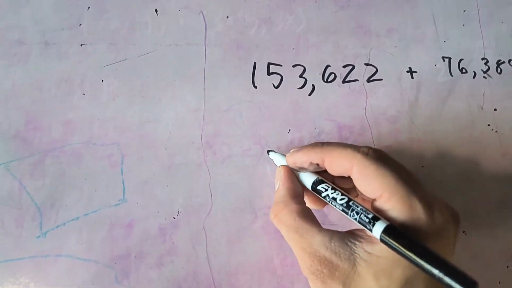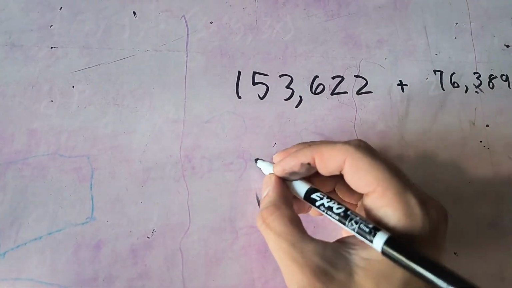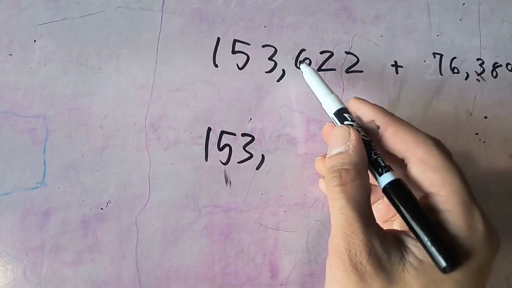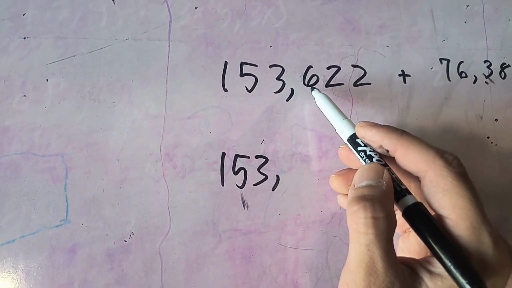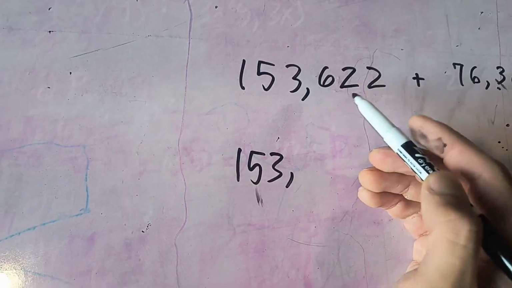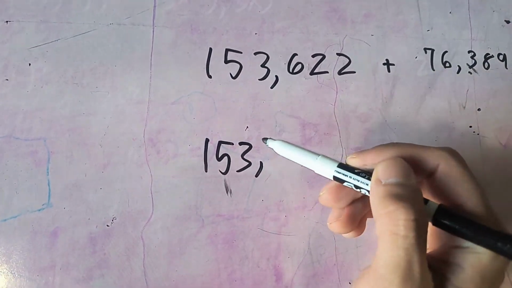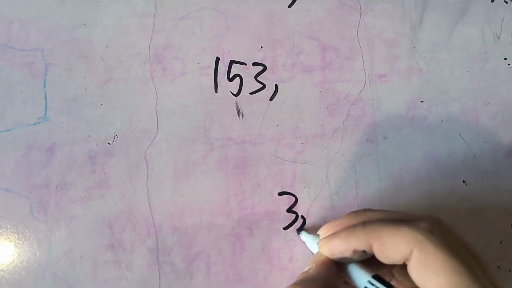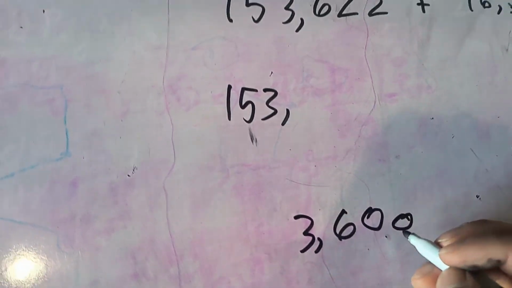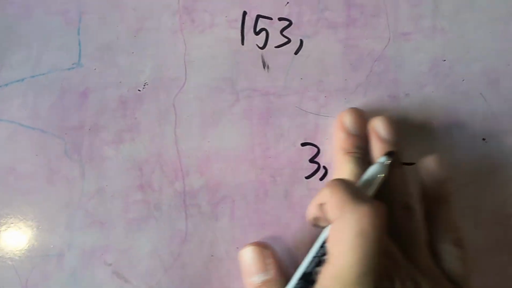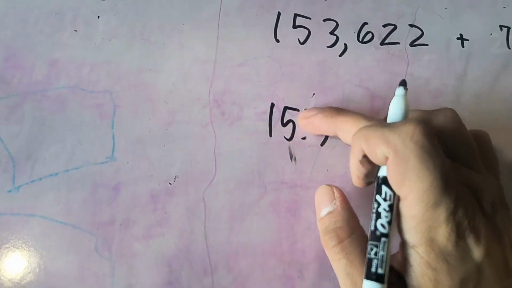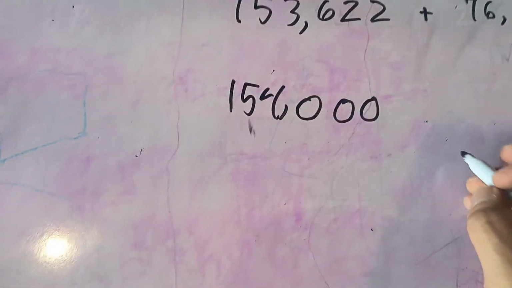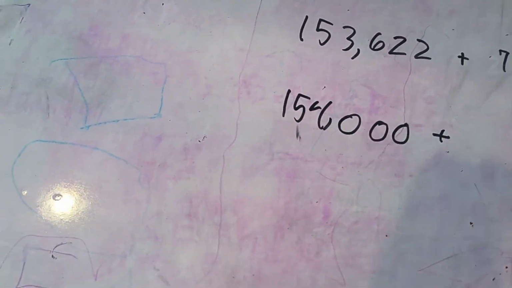Well, 153,000. And then remember, if we're going to round to the thousands place, we have to look at the hundreds place, because it's the place that comes before the thousands place. Okay, well, 3,600. What thousands place is 3,600 closest to? Well, it's closest to the 4,000s place. So this would become 4,000 like that, because we rounded everything to the nearest thousand.